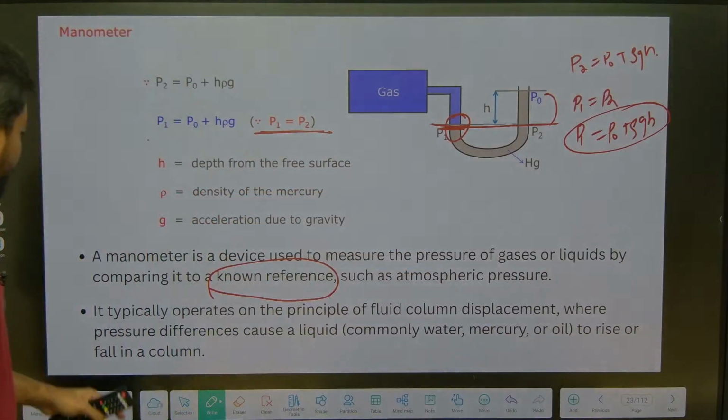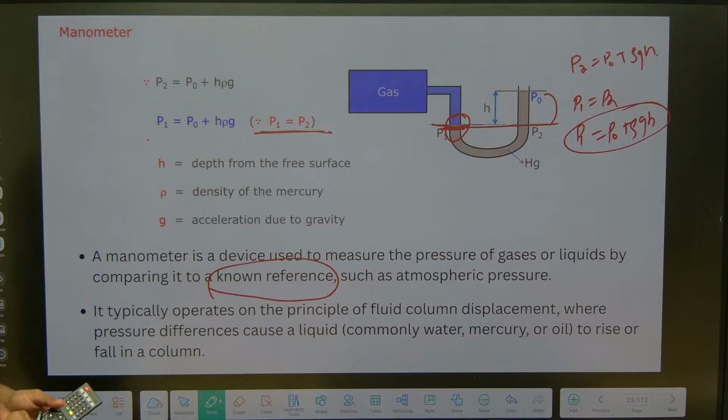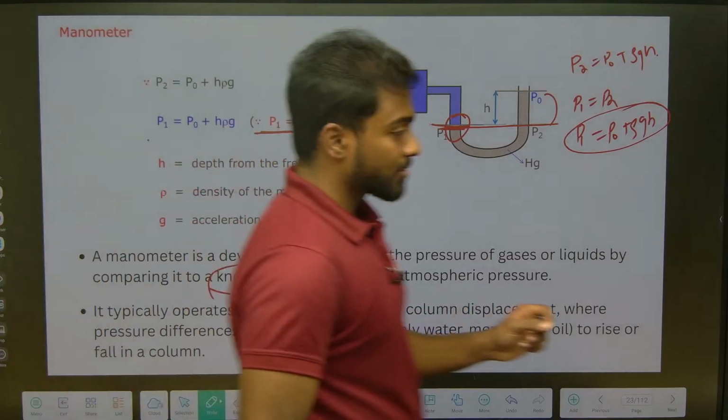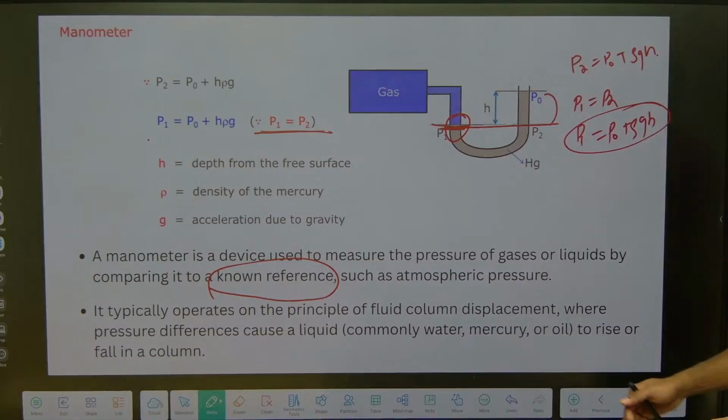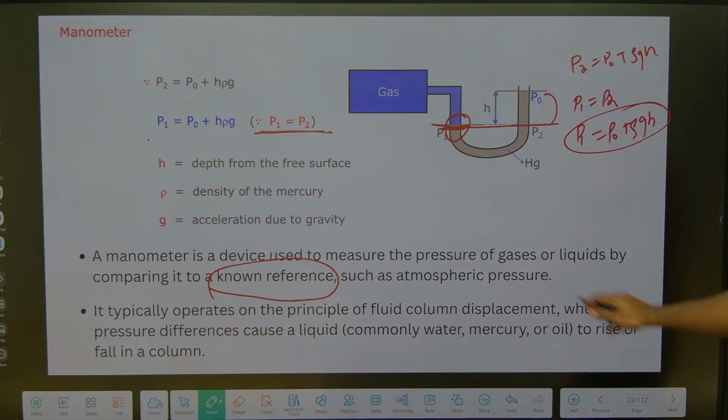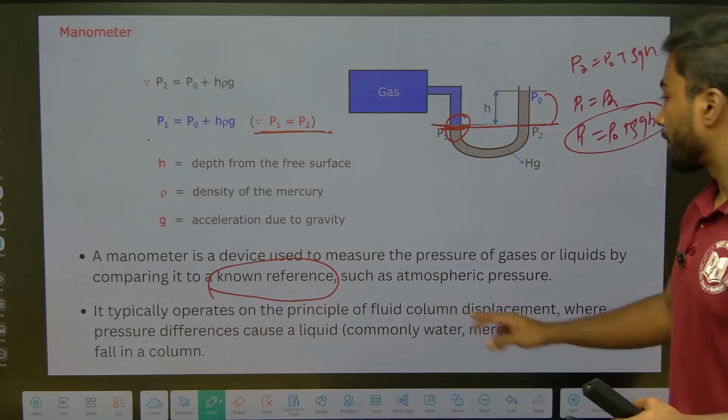It typically operates on the principle of fluid column displacement, where the pressure difference causes the liquid to rise or fall in the column. Okay, this is about the manometer. Got it?